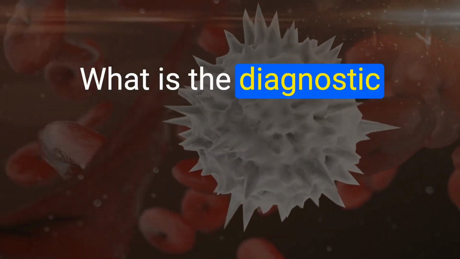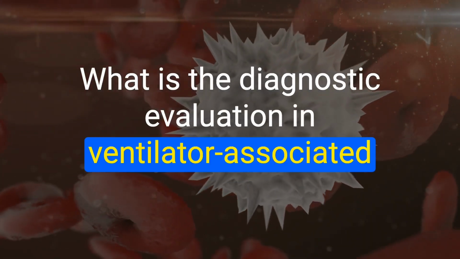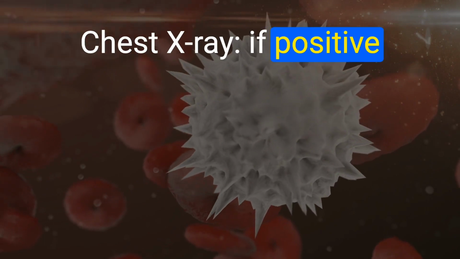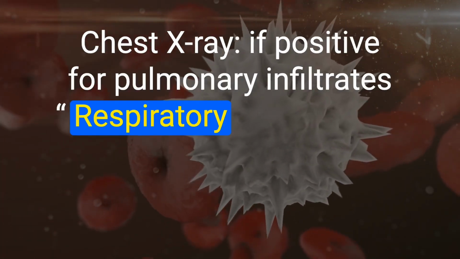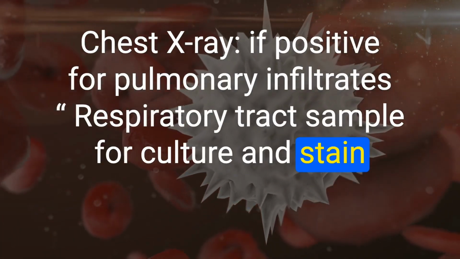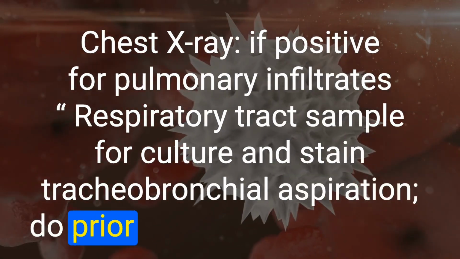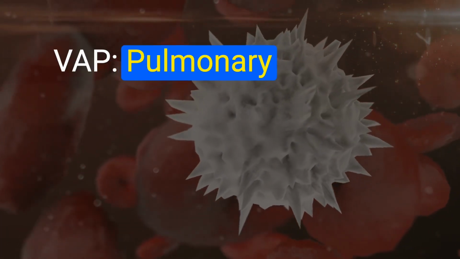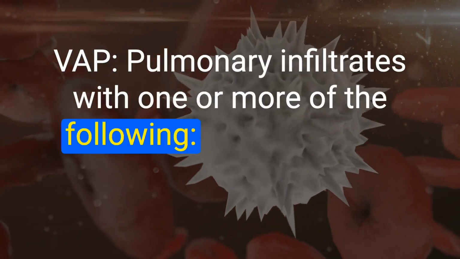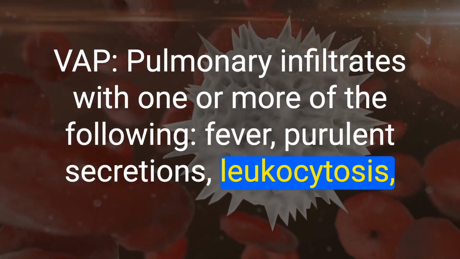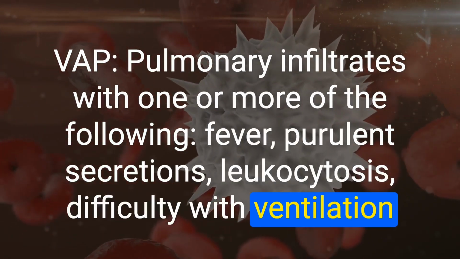78. What is the diagnostic evaluation in ventilator-associated pneumonia? Chest X-ray. If positive for pulmonary infiltrates, respiratory tract sample for culture and stain. Tracheobronchial aspiration, done prior to starting antibiotics. VAP: pulmonary infiltrates with one or more of the following: fever, purulent secretions, leukocytosis, difficulty with ventilation.